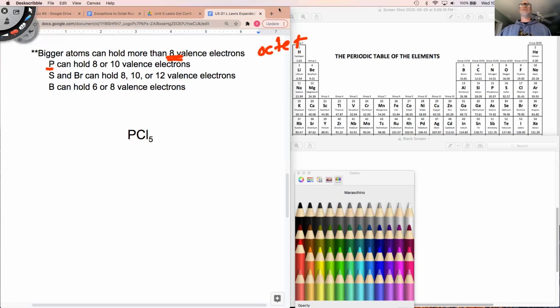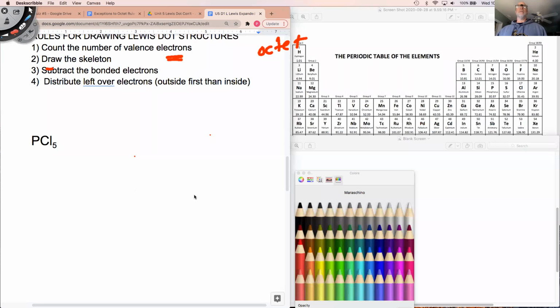So let's do the Lewis dot structure again. Okay, so let's take a couple of looks at these rules again for drawing Lewis dot structures. Count the number of valence electrons, draw the skeleton, and subtract out electrons you've already used, because you can only use the total number. So let's take a look.